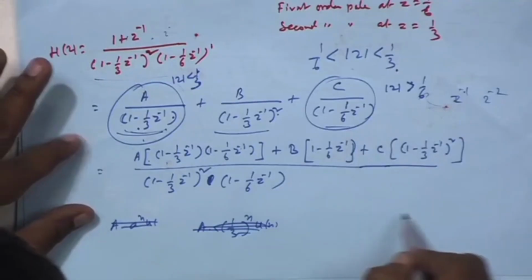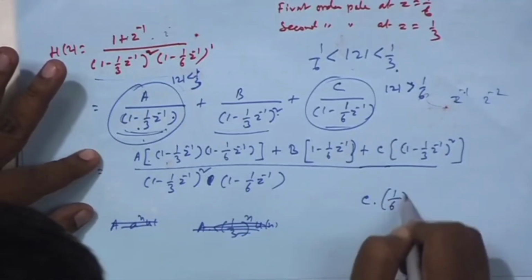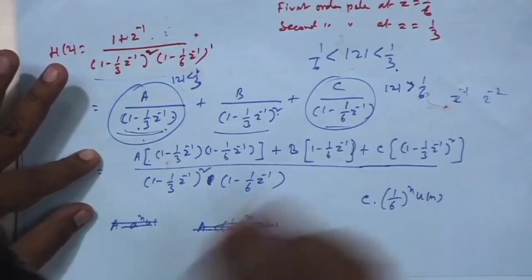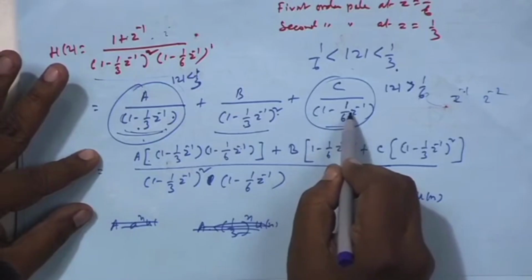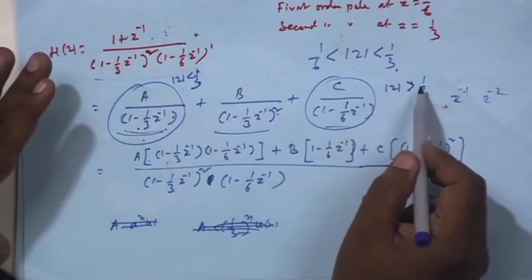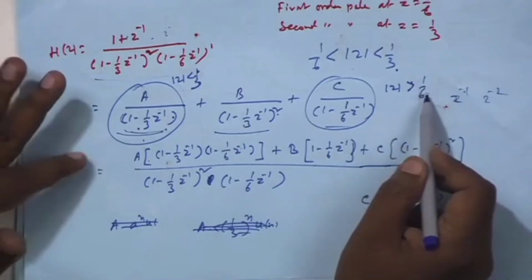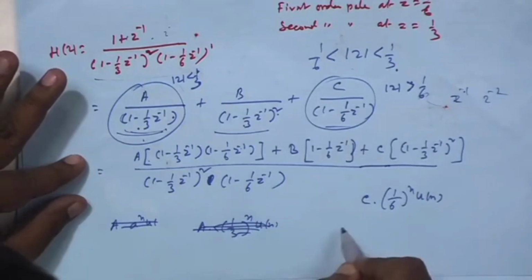So, this will give rise to C into A to the power n u n, because it is a right sided sequence. We have seen already. C constant, 1 by 1 minus A Z inverse, mod Z greater than mod A. Mod A is the same as mod 1 by 6, that is 1 by 6 itself. So, from our previous exercise you get this term.